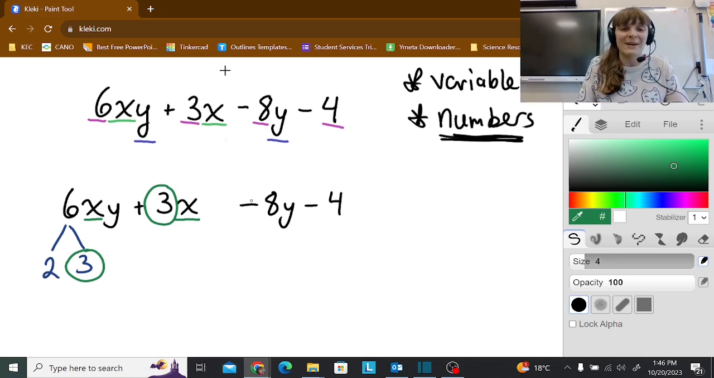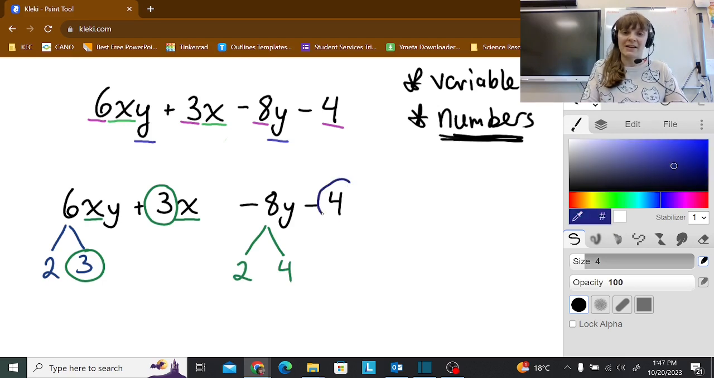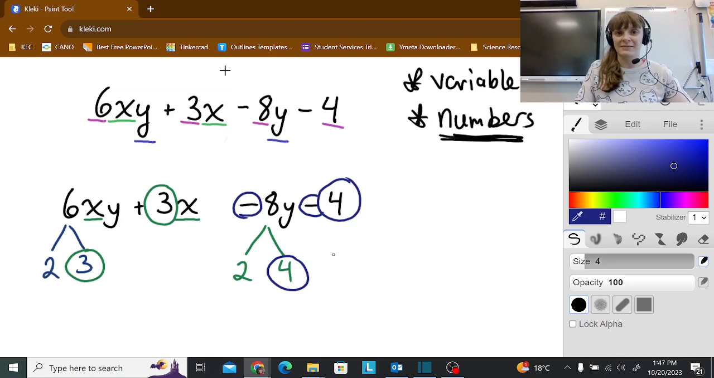Now when it comes to this next group, I have a negative 8y and a negative 4. The 4 doesn't have any variable to it, so I can't factor out this y. So this y is just going to stay there. What I can do is factor out a number. If I were to break 8 up, I would get 2 and 4. And guess what? We have a common factor right here. Now what's even more common is that I can factor out this negative number as well. So I can include that negative number when I factor it out.